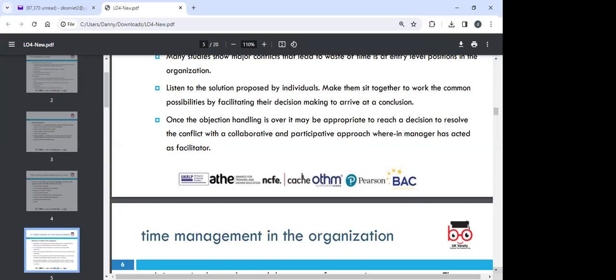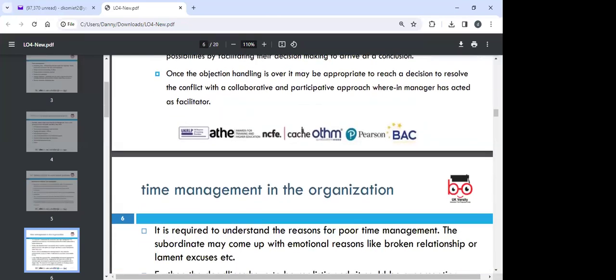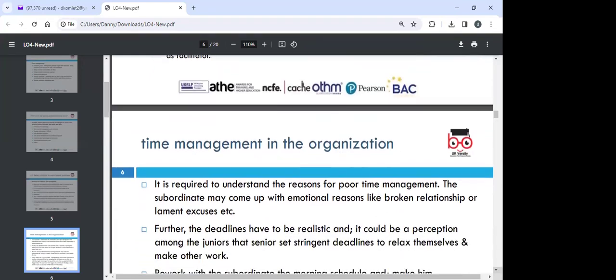So it says that when objection handling is over, it may be appropriate to reach a decision to resolve the conflict with a collaborative approach. In other words, once you have tried to handle a situation and there's some objection, you could get others involved to collaborate and see if a manager can help you solve the situation in conflict management.